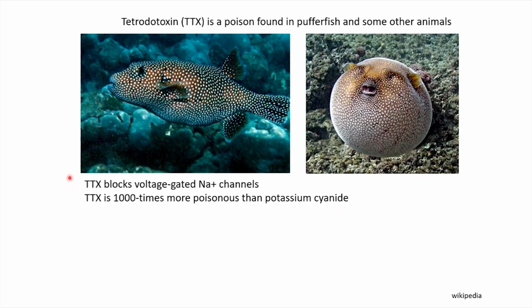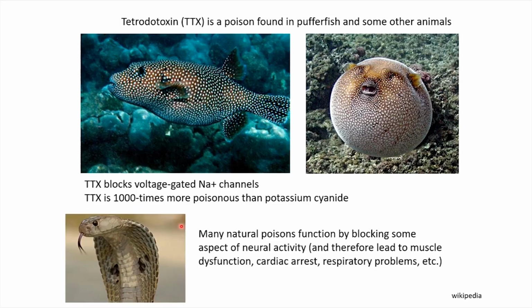And the way it works is by blocking the voltage gated sodium channels. Now this might seem like a very simple thing, and it might seem strange how this blockage of sodium channels has this strange effect. But if you think about it, the voltage gated sodium channels are involved in the generation of action potentials. And because action potentials are important for the functioning of most neurons, TTX can basically paralyze most of the neurons in the body. And because neurons control so many aspects of body functioning, it can have a really drastic effect on the body. In fact, this is how most natural poisons function.